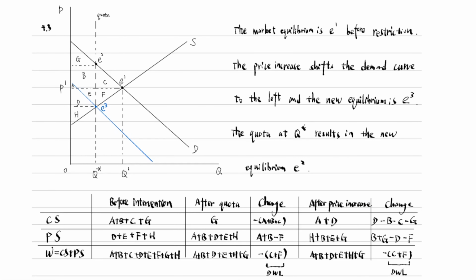I list all the values in a table, assuming that the increase in the admission price goes to the producer. The deadweight loss to society is identical using these two policies. It's uncertain which policy is better for the consumers or the producers.